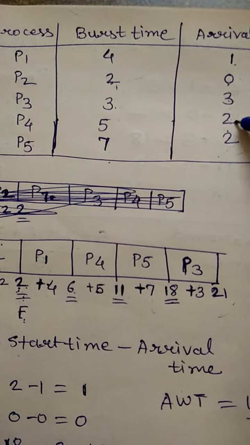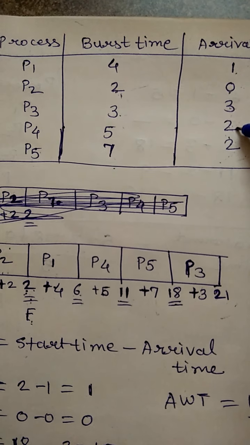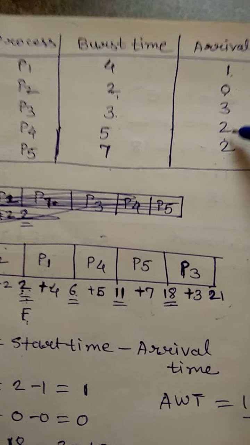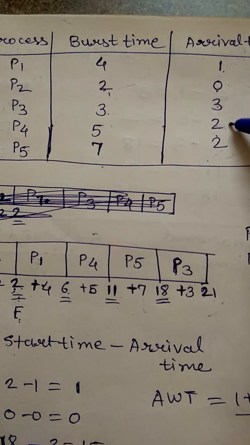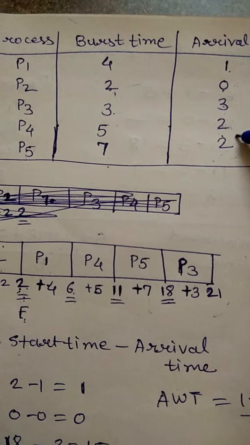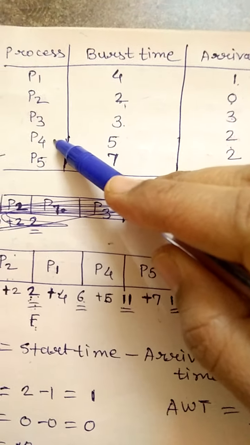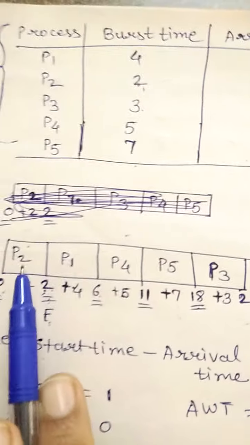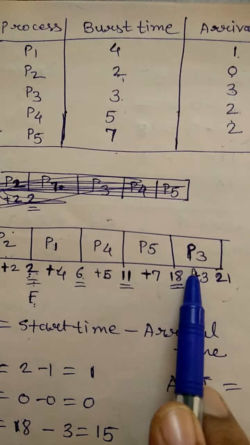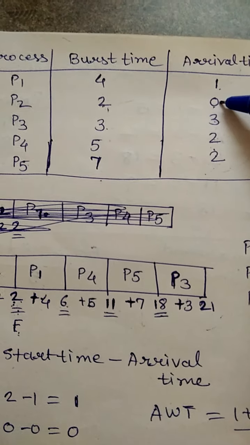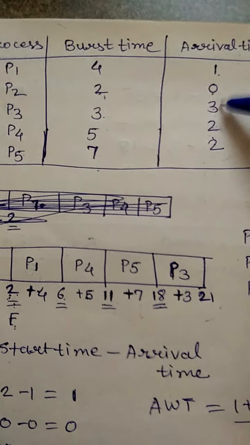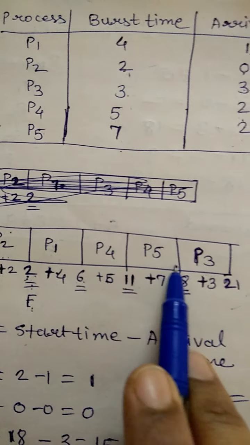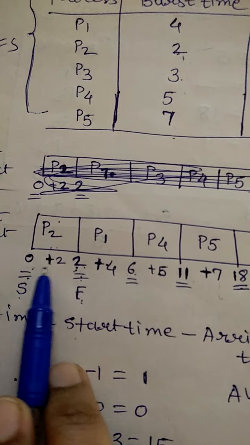Then at the third position, P4 will be written in the Gantt chart, and at the end P5 will be there. Though we know that the arrival time of P4 and P5 is the same, in the queue P4 has arrived first and later P5 has arrived. At the end P3 has arrived, so at the end the position of P3 will be there. So P2, P1, P4, P5 and P3.